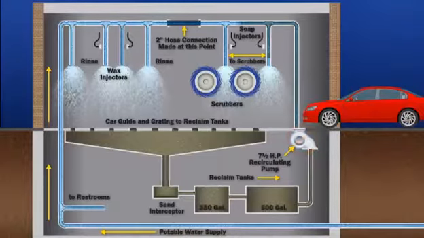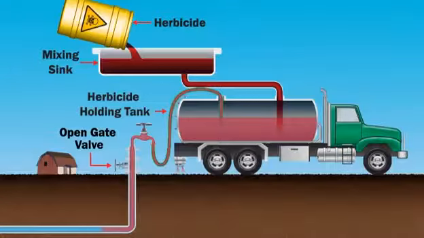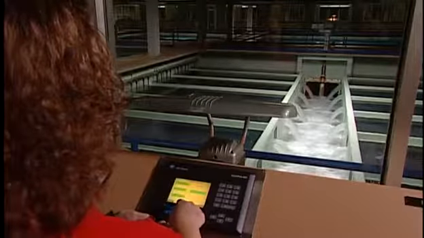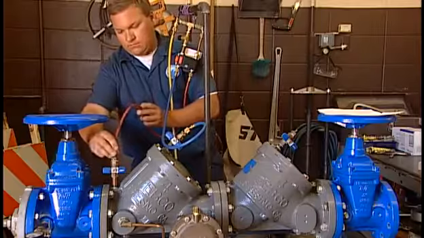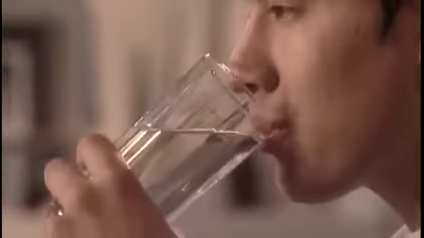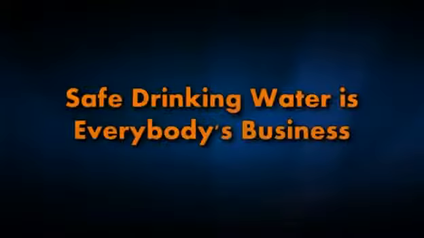So, as you can see, backflow prevention really is a two-way proposition, with both the water service provider and the water service user sharing important responsibilities. Preventing backflow problems really is everyone's responsibility because safe drinking water is everybody's business.